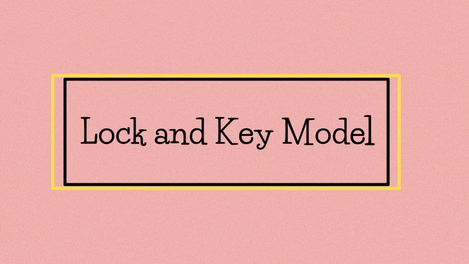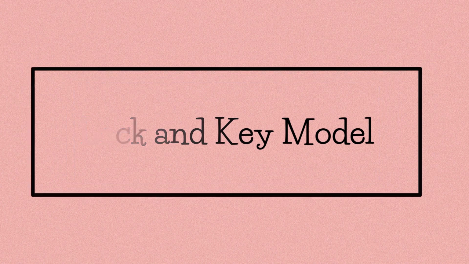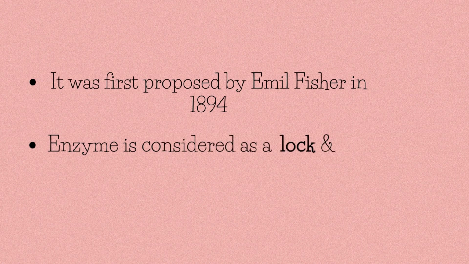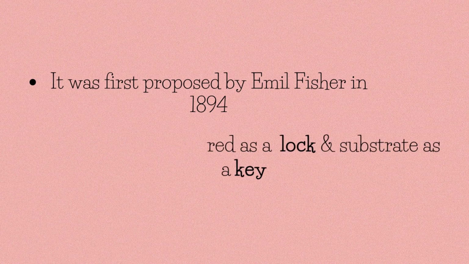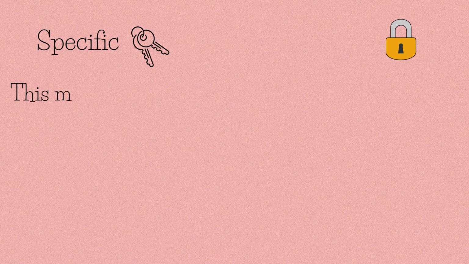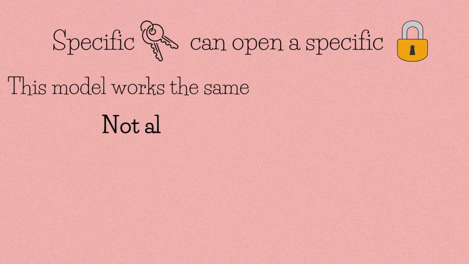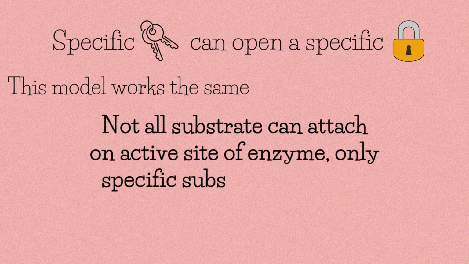Lock and key model. It was first proposed by Emil Fischer in 1894. In this model, the enzyme is considered as a lock and the substrate as a key. As a specific key can open a specific lock, this model works the same. Not all substrates can attach to the active site of the enzyme.